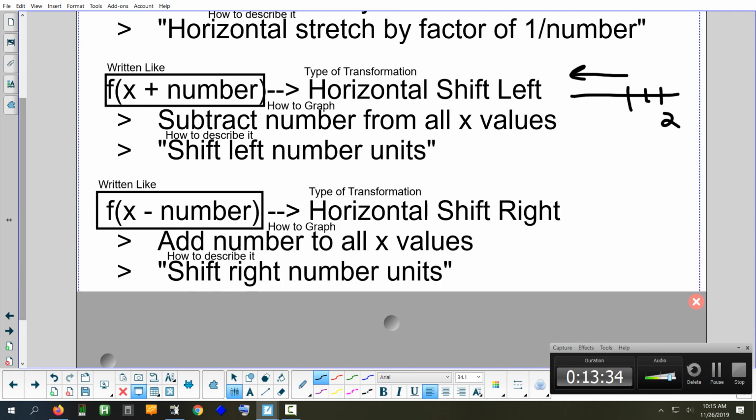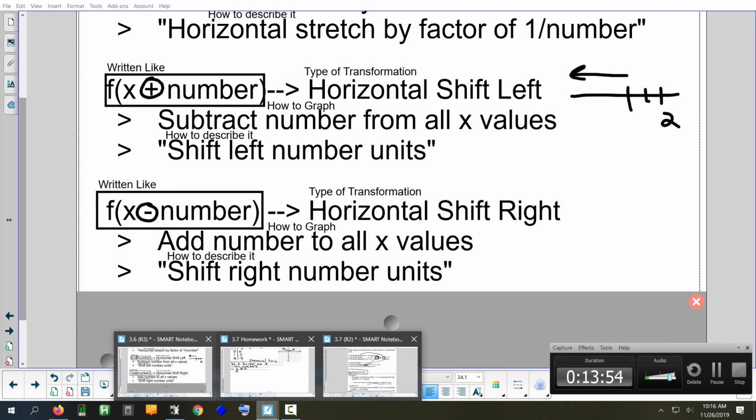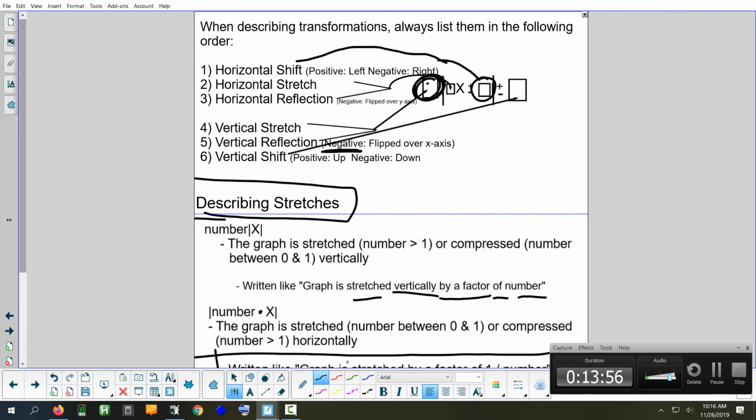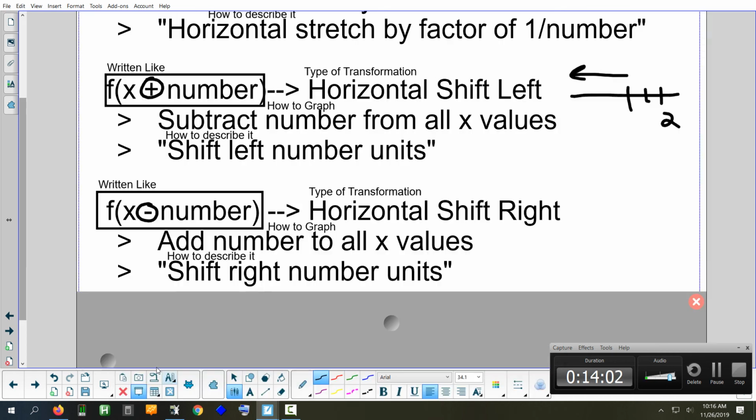Okay. Here's the shift right. It's almost exactly the same thing, except instead of a plus, what do you have inside? You've got a minus. That's the only difference between these two. Minus, shift right. And that's exactly the same thing I told you guys here. Negative, right. I just wrote it different.